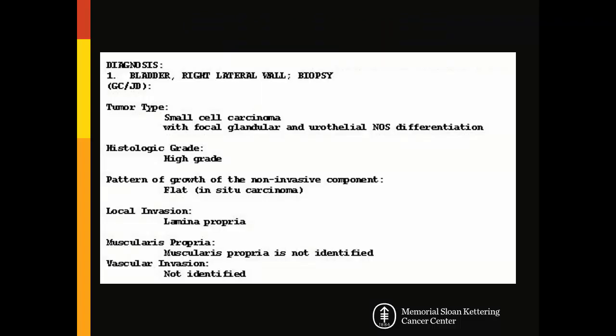And this is just to show a real-life sample. This is just a typical transurethral biopsy report from my institution. They tell us about what the tumor type is, what the histologic grade is, what the pattern of growth is. But when it comes to local invasion, this tumor is said to involve the lamina propria, so it's definitely at least a T1 tumor.